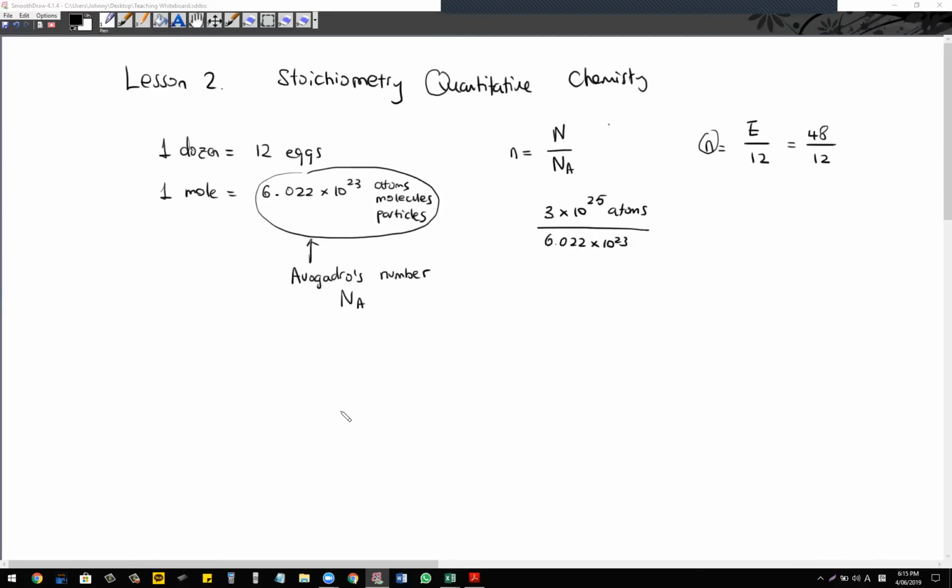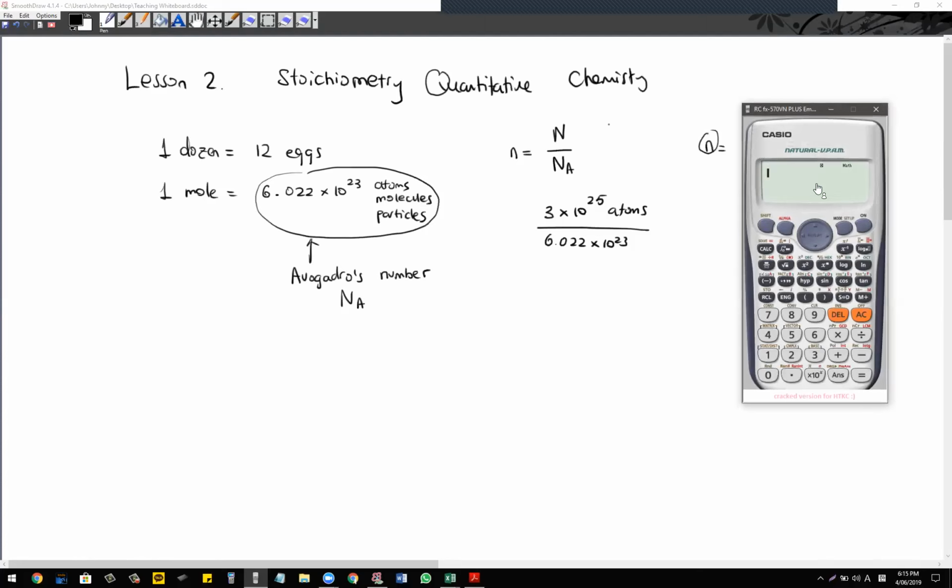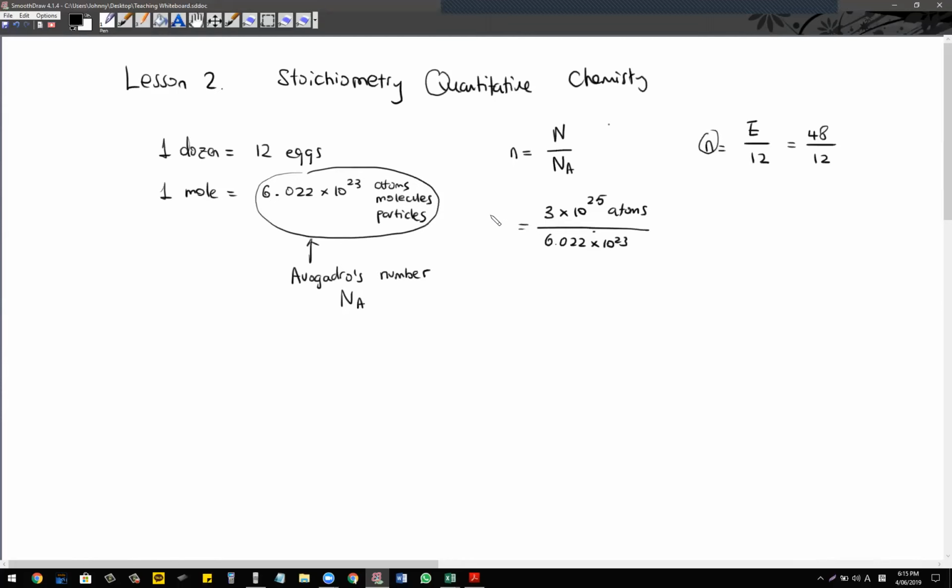So let's have a look at that. That's 3 times 10 to the power of 25. And then you divide that by 6.022 times 10 to the power of 23. Then you get about 50. So this number here is the same as 50 moles. So 50 moles, as I said before, mole is a collective unit.